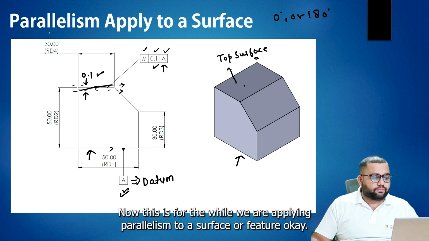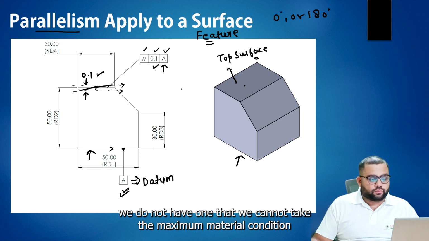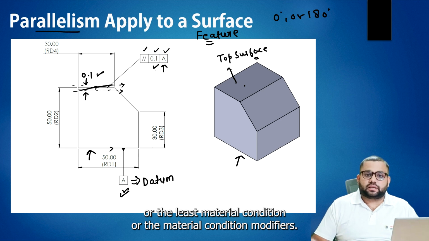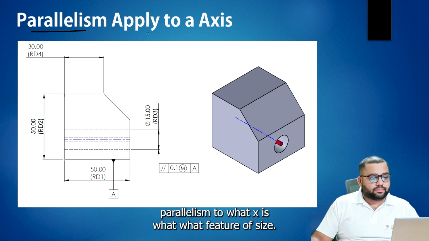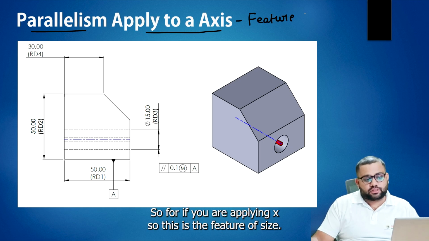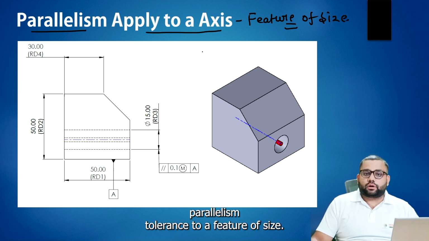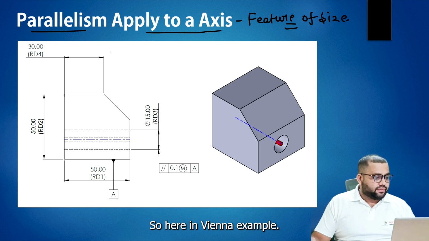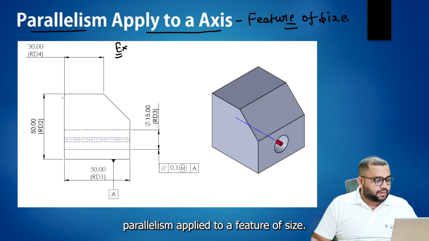Now this is for when we are applying parallelism to a surface or a feature. When we are applying parallelism to a feature, we cannot take the maximum material condition or the least material condition modifiers. In the next example, we are applying parallelism to an axis or to a feature of size. Whenever we apply a parallelism tolerance to a feature of size, here we have an example, so with this example we will understand parallelism applied to a feature of size.